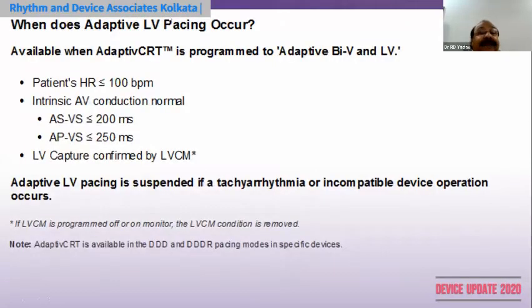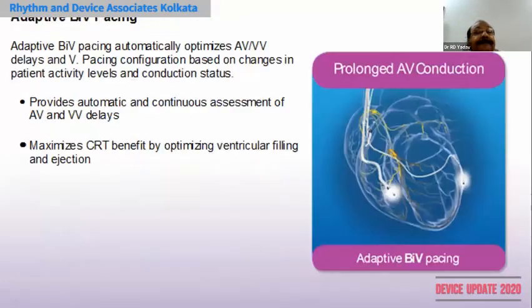When does adaptive LV pacing occur? If the heart rate is below 100. Above 100, then it's not that effective. Then you make LV pacing and BIV adaptive pacing both on, then it will work. So if the atrial sensed ventricular sensed PR interval is less than 200 milliseconds, it will work. If the atrial paced ventricular sensed is less than 250 milliseconds, then it will also work. And LV capture management, that is auto capture, should be on.